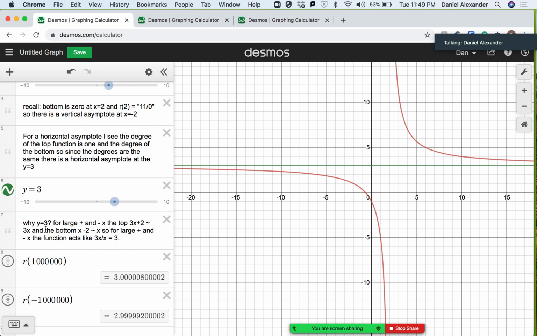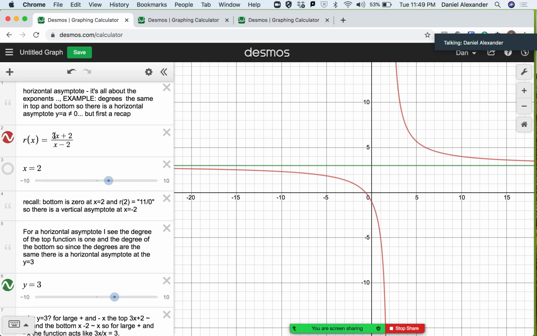Now, here's what I didn't say earlier. I'm going to look at this function again. For a really, really, really large x, that 2 here is really insignificant, and the -2 in the bottom is really insignificant. Imagine if you had $1 billion and you lost $2, you wouldn't notice it. Or if you gained $2, you wouldn't notice it.